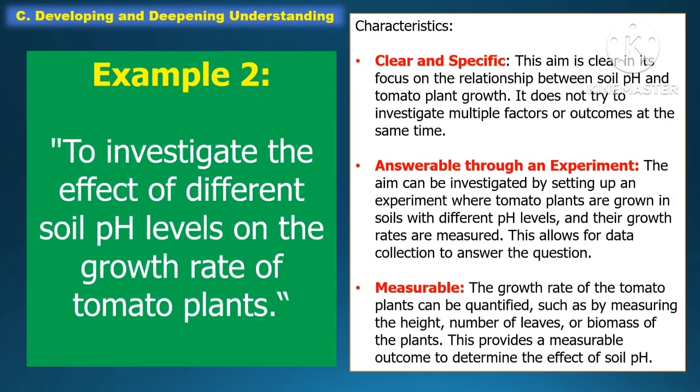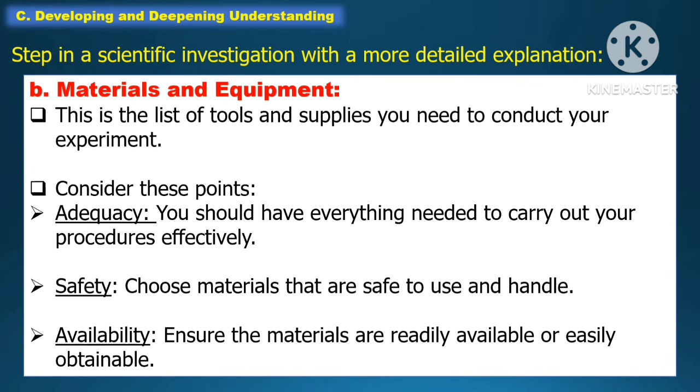And the last one is measurable. The growth rate of the tomato plants can be quantified, such as by measuring the height, the number of the leaves, or biomass of the plants, and this provides a measurable outcome to determine the effects of the soil pH.